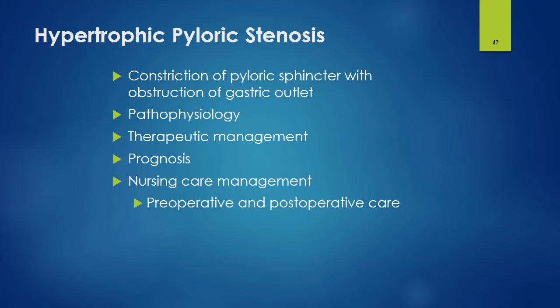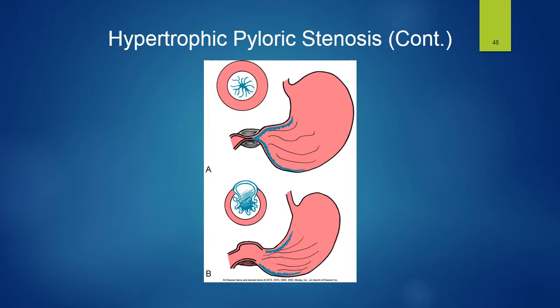The amount and the interval between feedings are gradually increased until a full feeding schedule is reinstated. This usually takes about 24 to 48 hours. Most infants recover completely and rapidly after the surgical correction of the obstruction that occurs with hypertrophic pyloric stenosis.